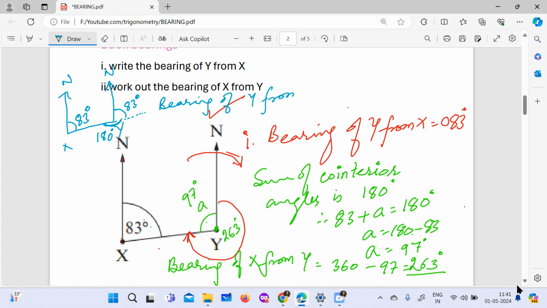Bearing of x from y is equal to 83 degrees plus 180 degree, that will give you 263 degrees. So this is also easier. So you must know both the methods, and what kind of questions you get, you can apply the methods accordingly. So I hope this is clear. We will see one more question on bearing.